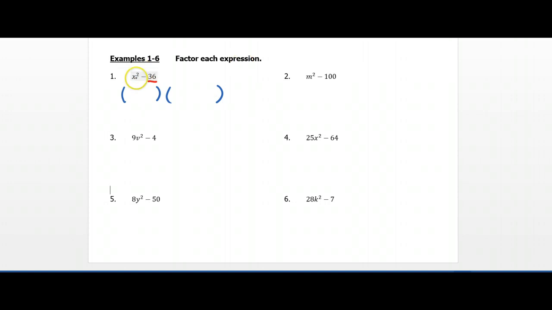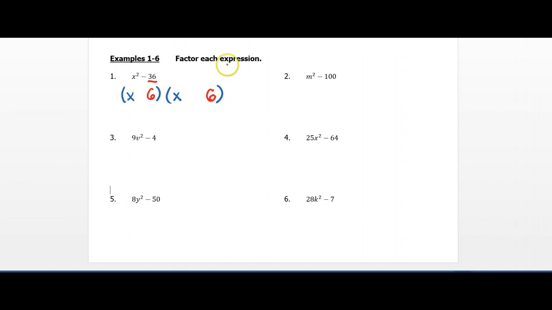The square root of x squared would just be x. X times x is x squared. So just like your trinomial problems, you're going to put an x here and an x here. The square root of 36 is 6, and so my second term in each of these binomials is going to be a 6. Okay, the square root of this second term here.